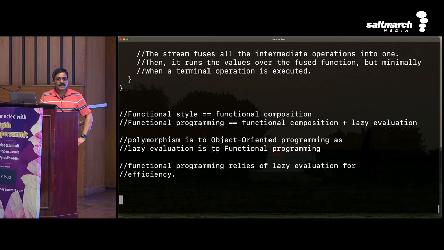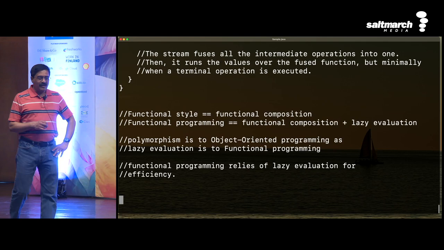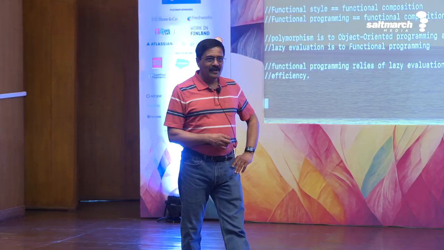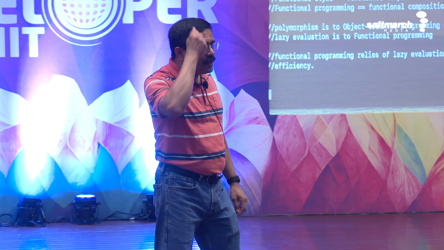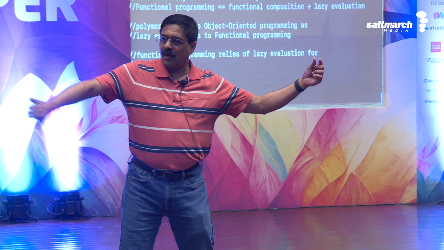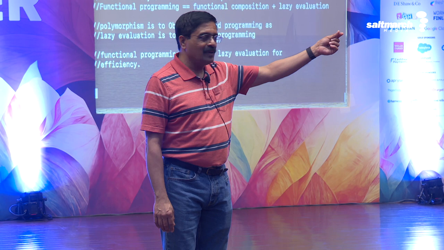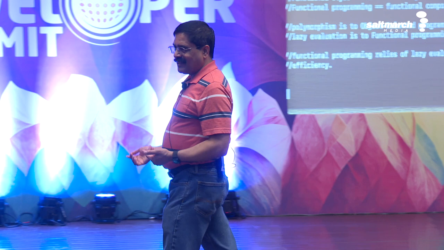Make sense? Functional programming relies on lazy evaluation for efficiency. You take away laziness, what happens? You do eager evaluation. I'm going to run this. Okay, good. I did all this work. Okay, thank you. I'll take the first value, throw away everything else. My gosh, if I knew that you needed only the first value, why would I create everything else? Well, why don't you ask what I need? Lazy evaluation, right?